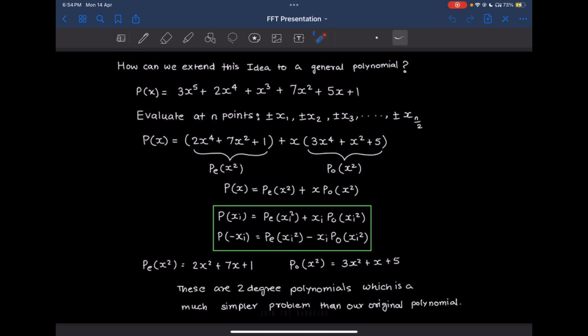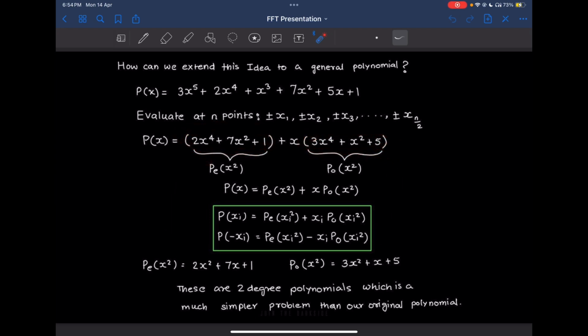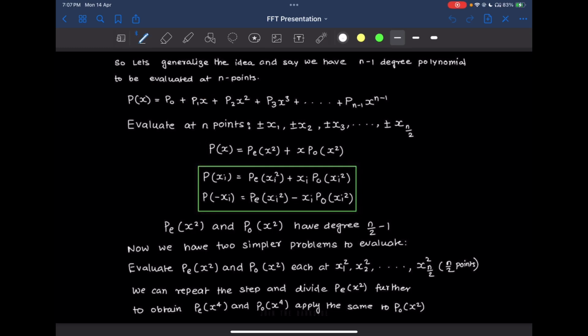Now, what you essentially get is two new subproblems to solve. Inside the brackets, you have a polynomial of x squared for the even part and a polynomial of x squared for the odd part. So you have to evaluate these two smaller polynomials at a lesser number of points. These are 2-degree polynomials, which is a much simpler problem than our original problem of a 5-degree polynomial.